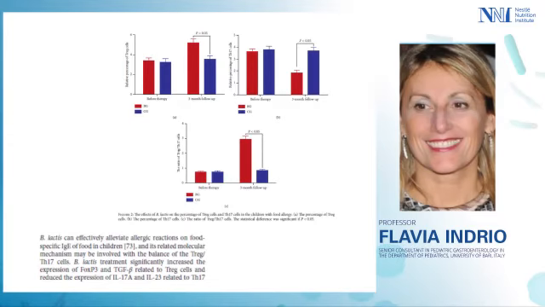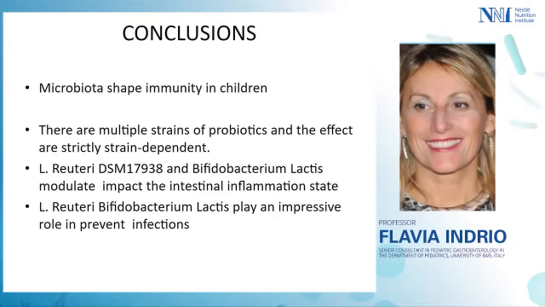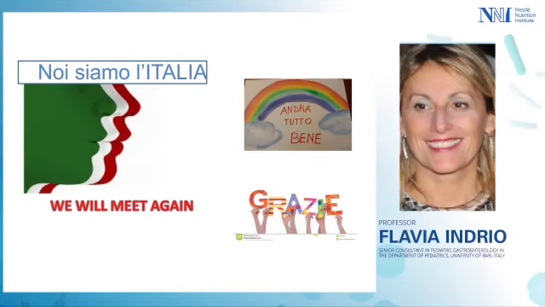So what we can conclude is that the microbiota shapes immunity in children, that there are multiple strains of probiotic, and that the effects are strictly strain dependent. These two strains, Reuteri DSM 17938 and BB12, modulate the state of intestinal inflammation and play an impressive role in preventing infection. So thank you very much for your attention.